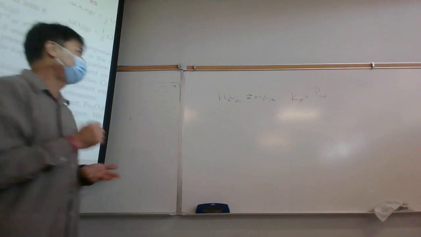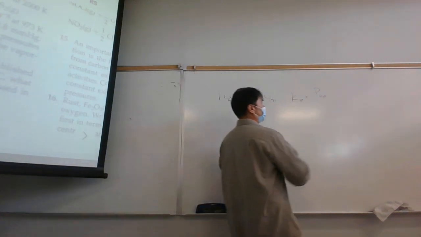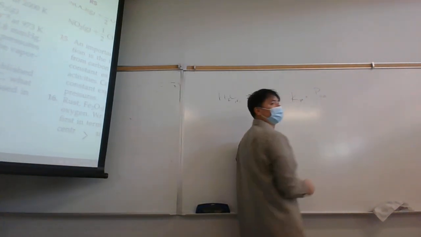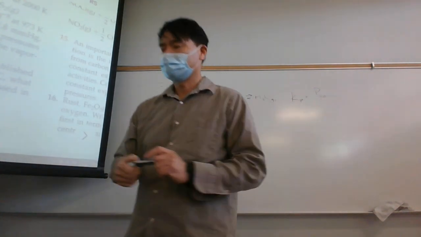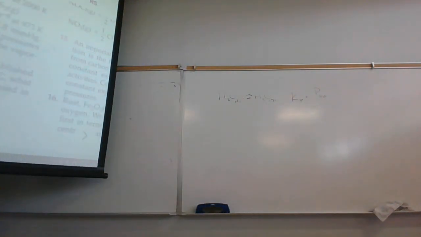And so over here, this is a pure liquid. Pure liquids just have an activity of one. And so it'd just be that. Now, they're asking for the Kp in atmospheres. And so we just have to convert 23.8 millimeters of mercury to atmospheres. Is that okay for this one?